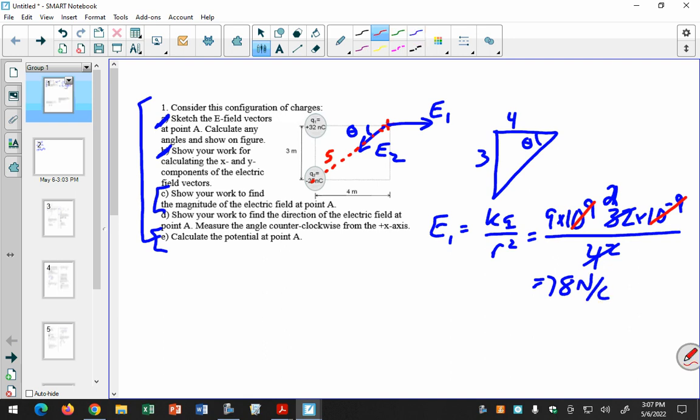Remember, the units for electric field are either newtons per coulomb, that's a force per unit charge, or it can be in volts per meter as well. It's just a little aside. All right, so that's an 18 right there.